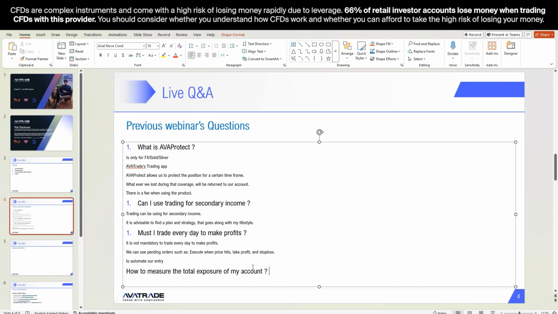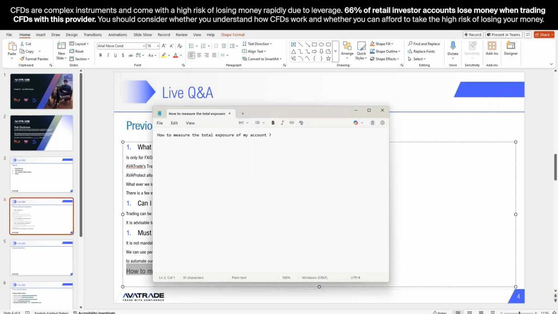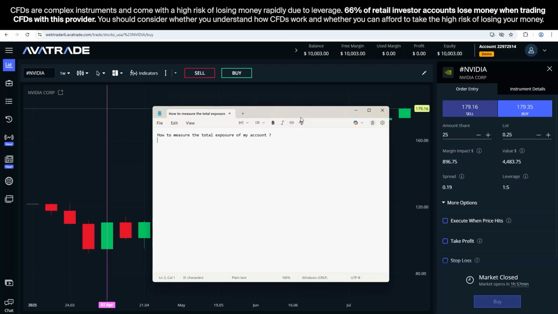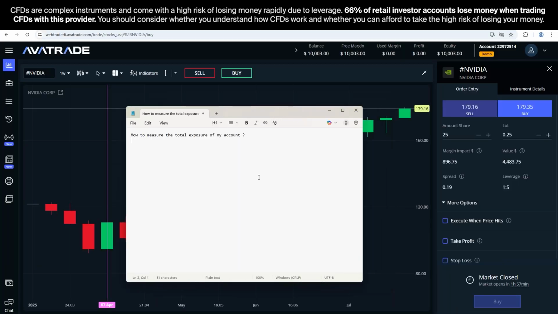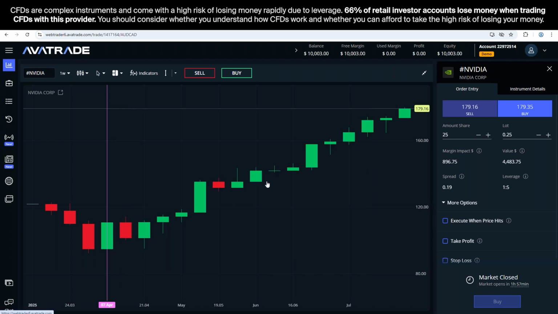All right, the last question is how to measure the total exposure of my account. We'll take it, paste it right here. First of all, what does that mean? The total exposure of my account.